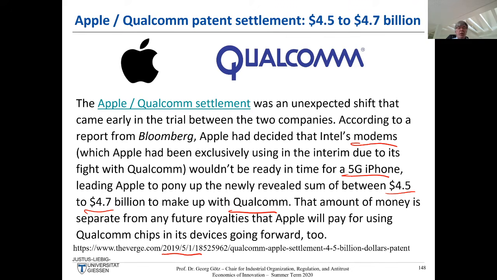Okay, there was this trial. Qualcomm, I think, was suing Apple that they used some patent illegitimately, and so Apple will pay a really high amount of money for using Qualcomm chips. And that's what you see. This is not what they pay in the future, but what they pay for the past.